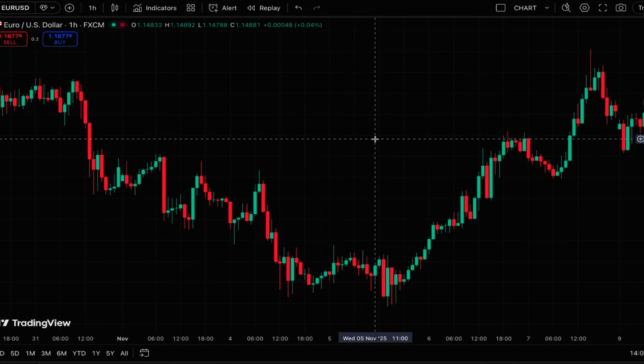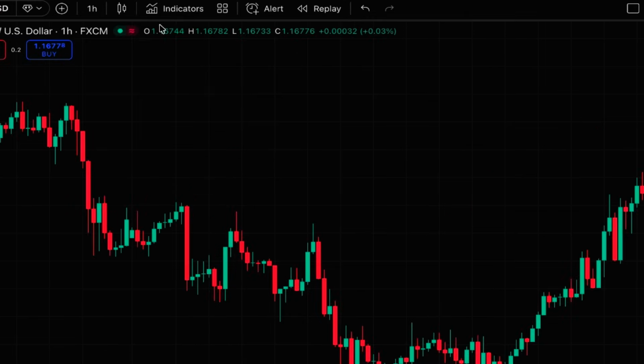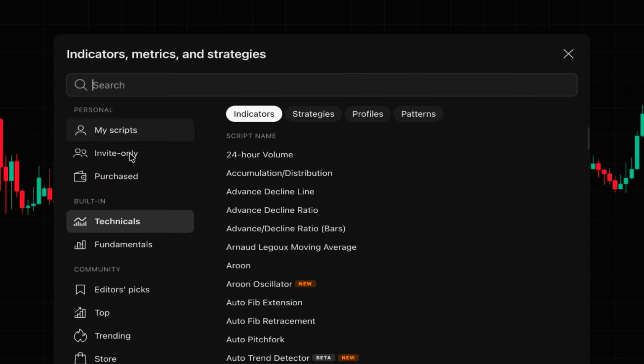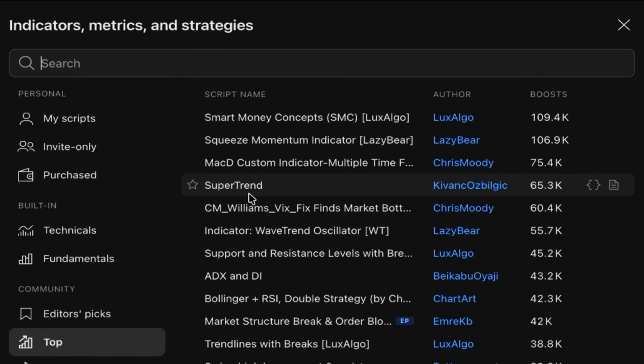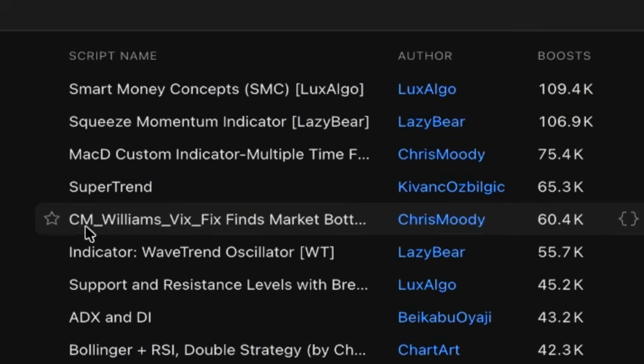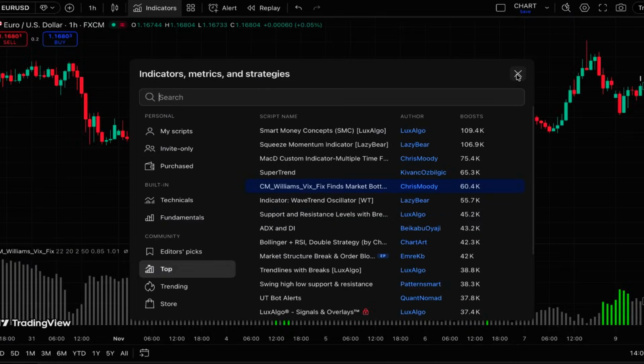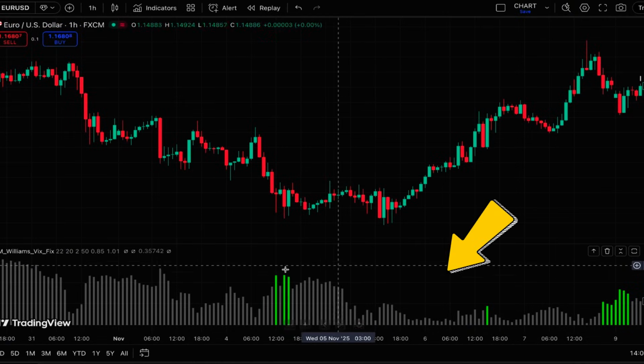Alright, to add this amazing indicator to our chart, here we click on indicators, and then here we click on top, and here in the top 5 indicators on TradingView platform, this is it. CM Williams VIX FIX finds market bottom, which is written by Chris Moody. Alright, this is the indicator, and as you can see, it's added here below the chart.